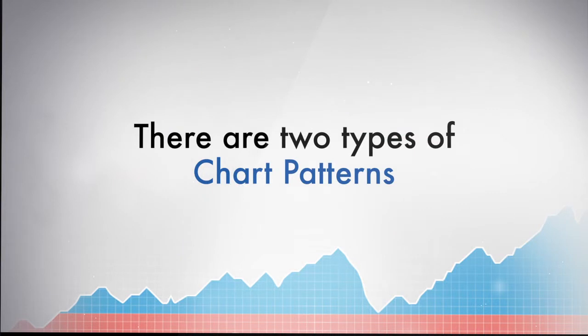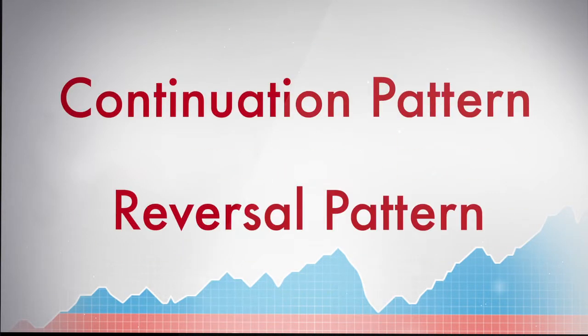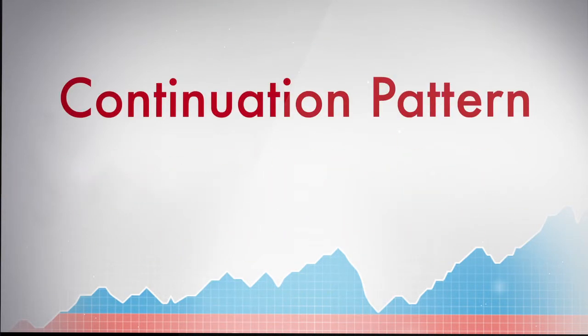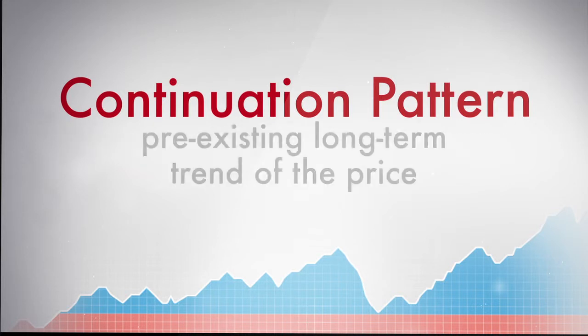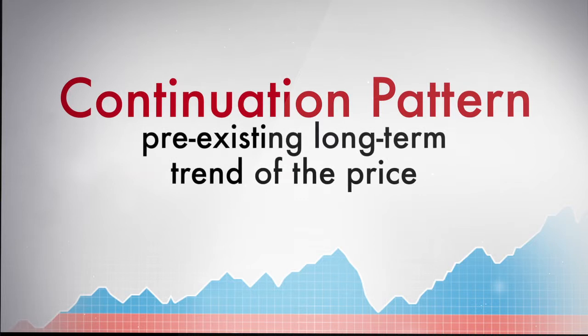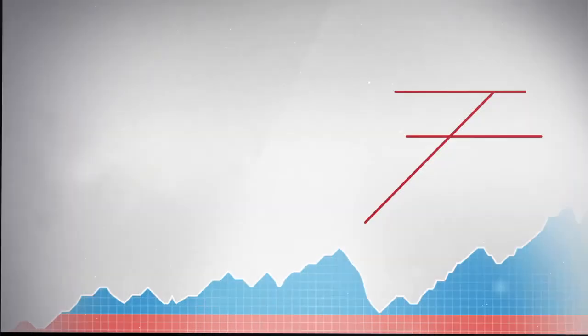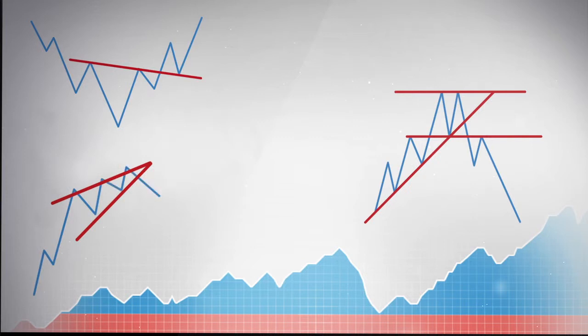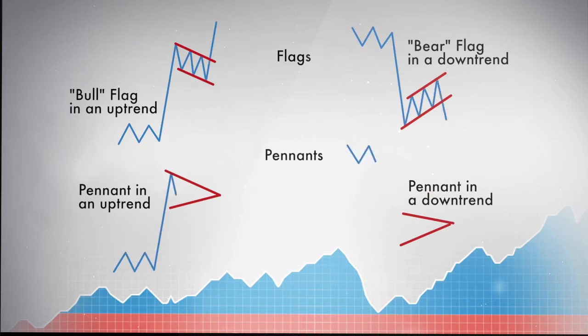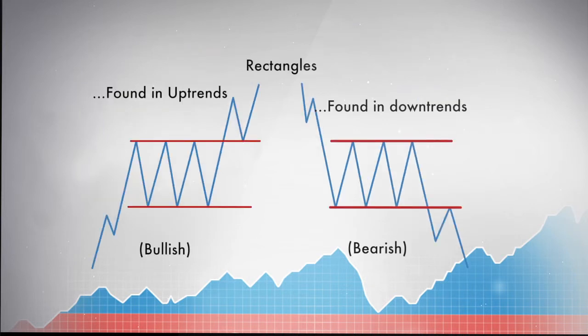There are two broad types of chart patterns, the continuation pattern and reversal pattern. Continuation chart patterns are so called since prices continue the overall long-term trend. The key feature of continuation patterns is the pre-existing long-term trend of the price. The theory of the continuation chart pattern suggests that the long-term trend is interrupted by patterns, and that the breakout from the pattern is likely to occur in the same direction as that of the initial trend. Some examples of continuation patterns are triangles, flags, pennants, rectangles, ascending and descending channels.